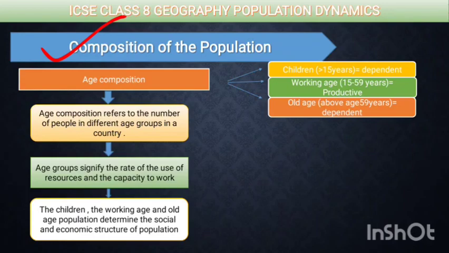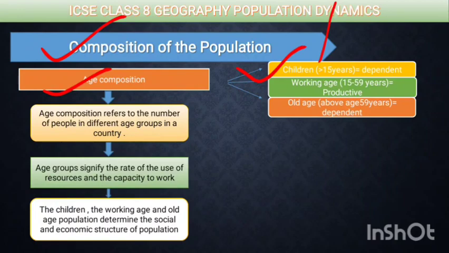What is composition of population? Age composition. The age composition refers to the number of people in different age groups in a country. And it is a very important component of population. Age groups signify the rate of use of resources and capacity to work. Okay, the children, working age, and old population determine the social and economic structure of population.